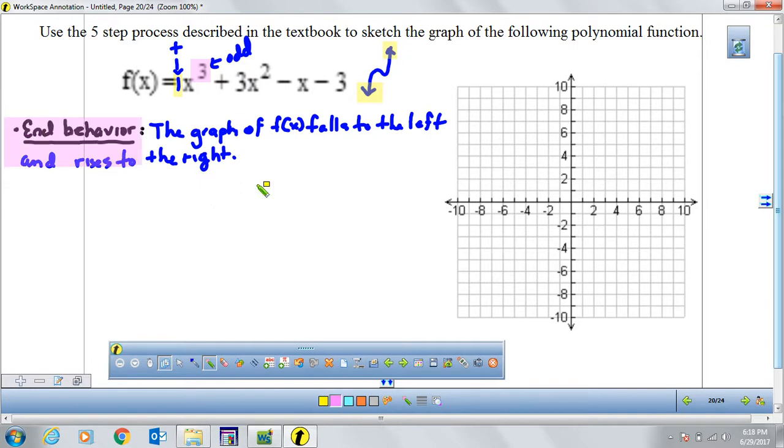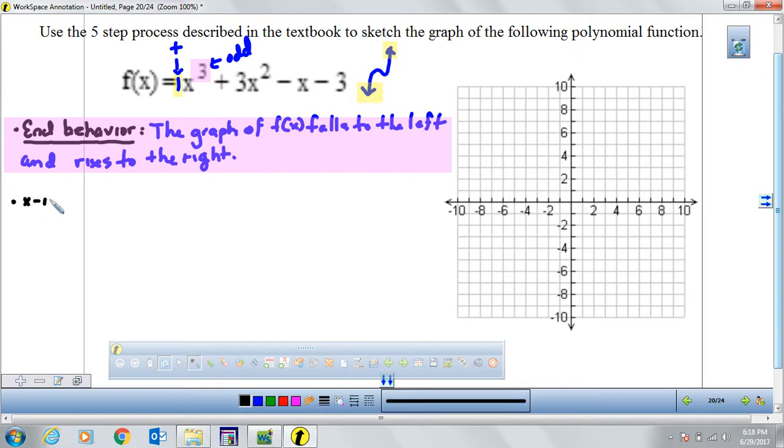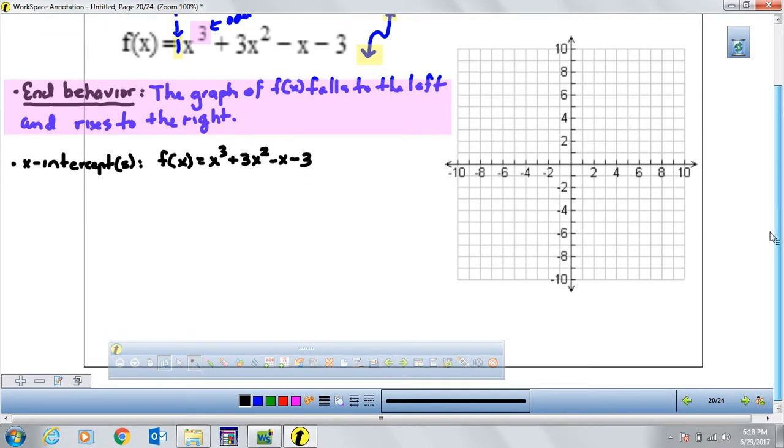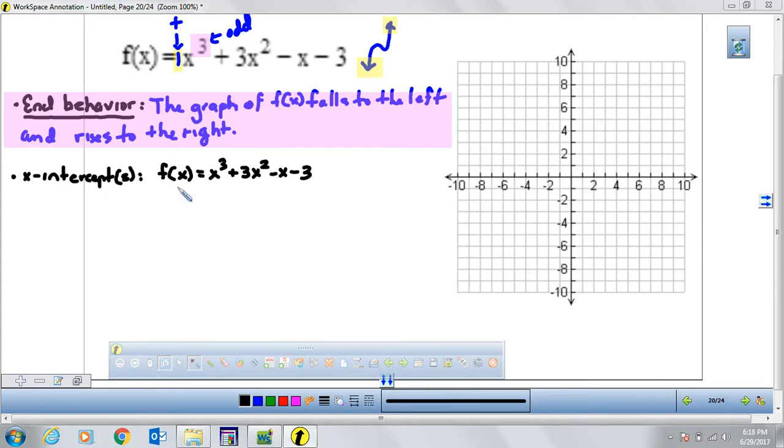Now the second question that we need to answer here is to find the x-intercepts and the multiplicities and state whether the graph crosses or touches the x-axis at each one of the intercepts. So we're going to go to the function f of x equals x to the third plus 3x squared minus x minus 3. In order to find the x-intercepts, we have to set f of x, which is the y, equal to 0.